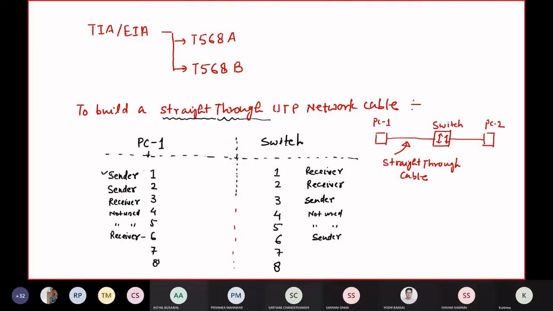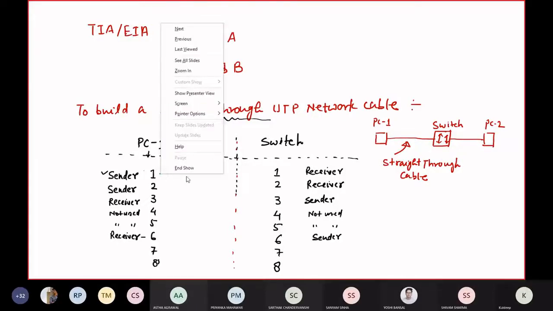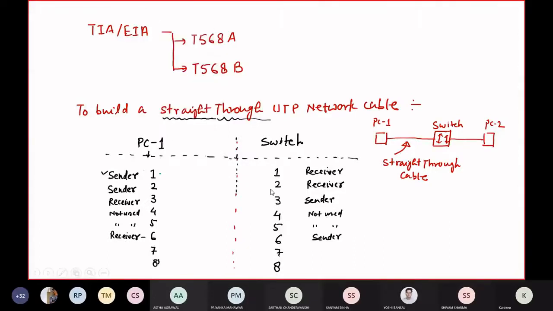See, sender needs to be connected to a receiver, right? So here, suppose I'm taking some other color. How can data be transmitted between this PC and switch? If you connect pin 1 with pin 3, then what will happen? Since both the pins are acting as sender, or their function is to transmit the data, in this case the data will not be sent, right?